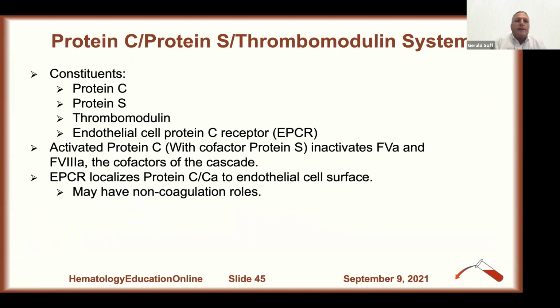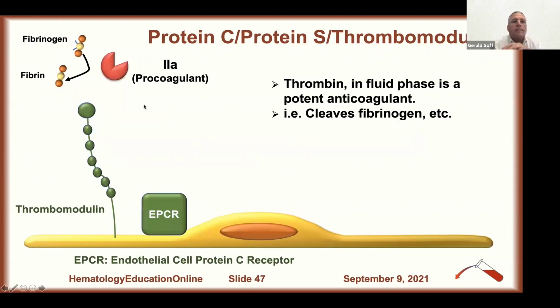The second pathway is the protein C, protein S, thrombomodulin system. So the heparan antithrombin system neutralizes the enzymes in the clotting system, in the coagulation cascade, and this pathway neutralizes the cofactors. So here's the different constituents, but I'll show you two in cartoon form. It's easier to see.